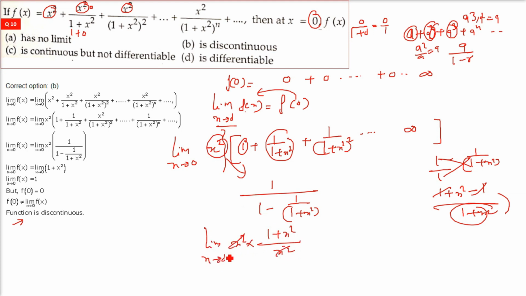When you apply the limit x tends to 0, 1 plus 0 is going to be 1. Alright? So when these two should be equal, f(0) is equal to 0 and this limit is actually coming as 1, so they both are not equal. So when the initial criteria failed here, you can clearly say that this function is discontinuous.